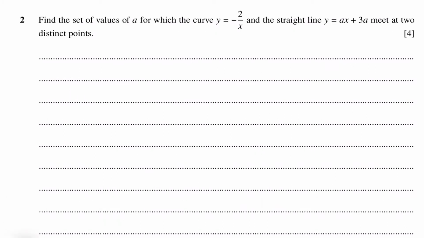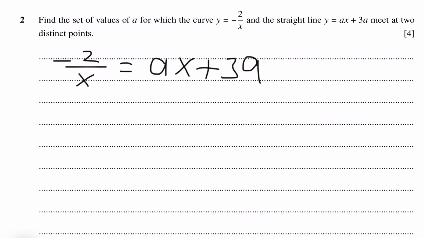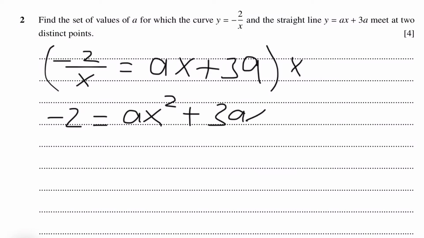Find the set of values of a for which the curve shown and the straight line shown meet at two distinct points. So if they meet at two distinct points, you can just first equate them with each other. -2 over x is equal to ax plus 3a. I will multiply everything by x, so -2 is equal to ax squared plus 3ax. And for meeting at two distinct points, your discriminant, which is b squared minus 4ac, must be larger than 0.